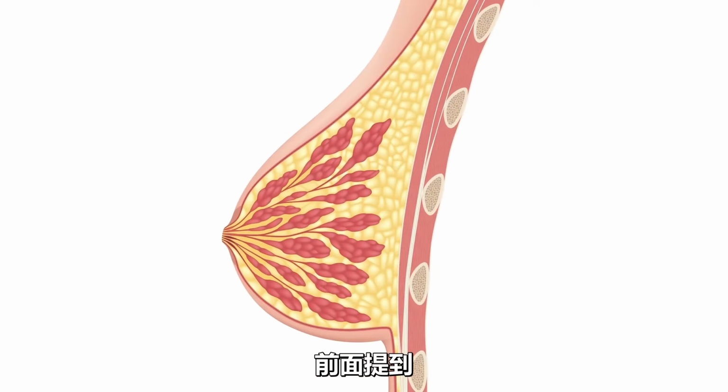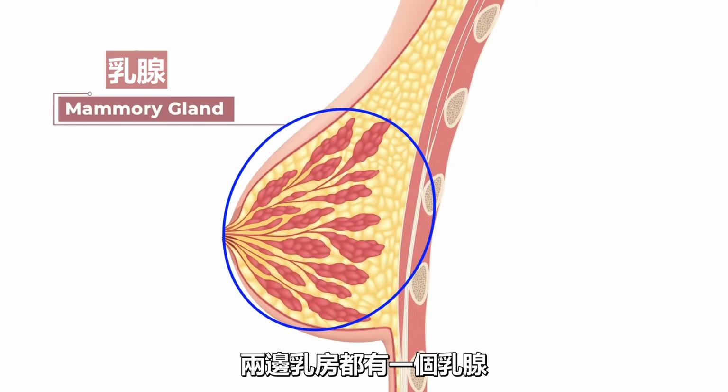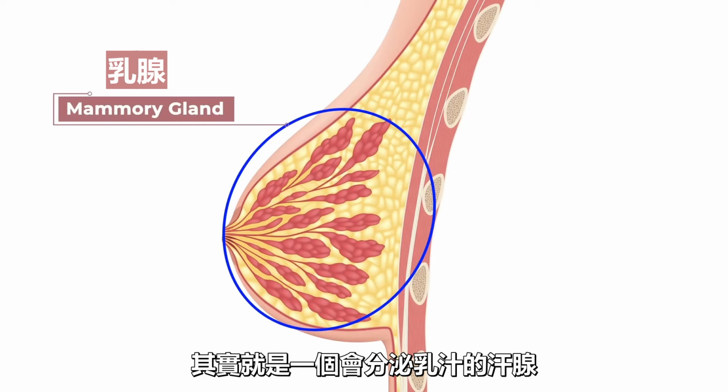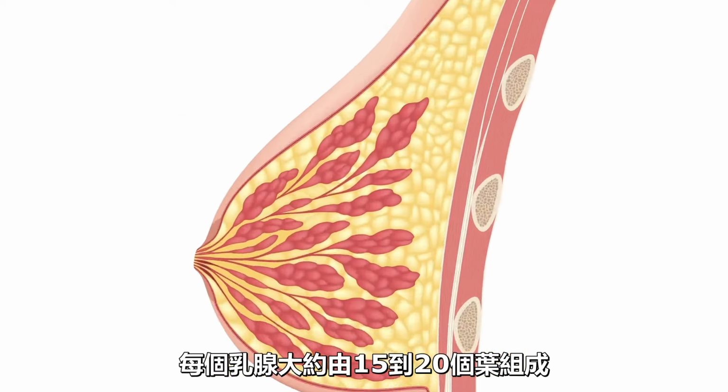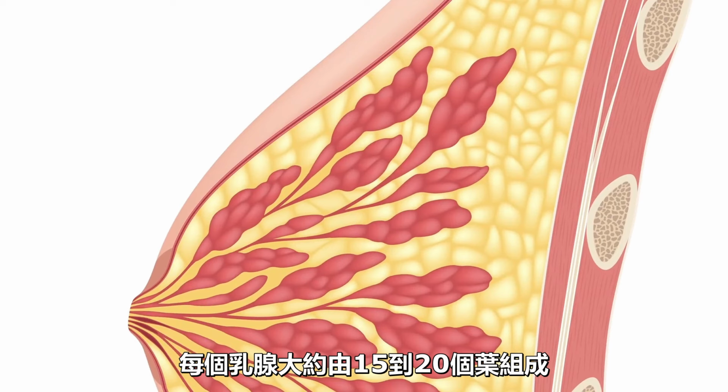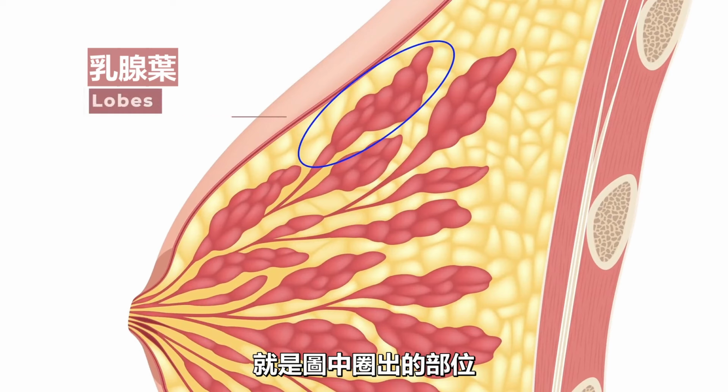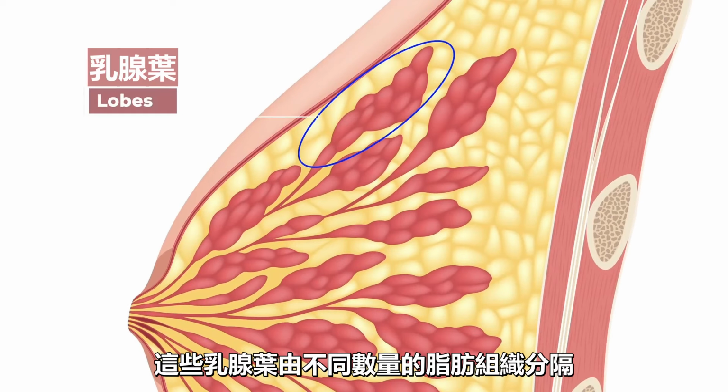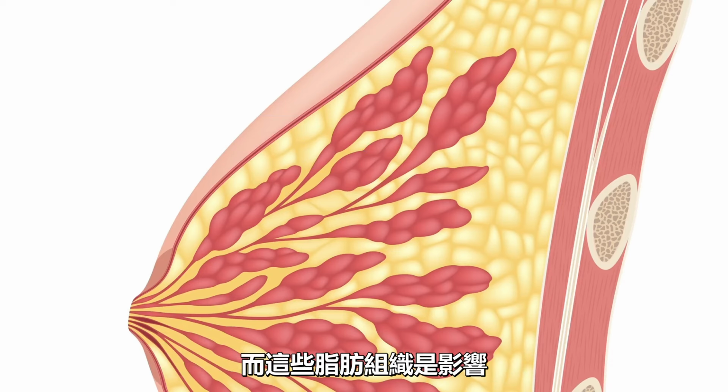And as I already mentioned, there is a mammary gland within each breast, which is actually a modified sweat gland that produces milk. Each mammary gland is made up of about 15 to 20 lobes, which you can see one of those circled in this picture. These lobes are separated by variable amounts of adipose tissue, and this variable amount of adipose tissue is one of the things that contributes to the variability in overall breast size.